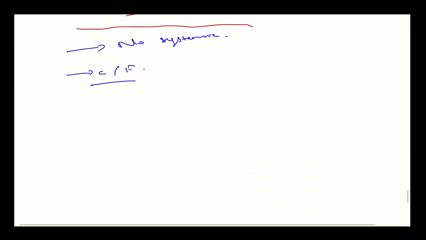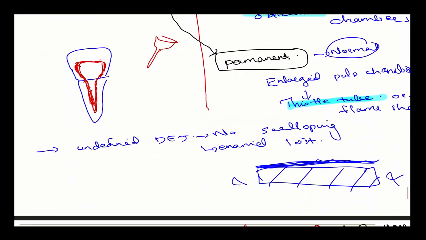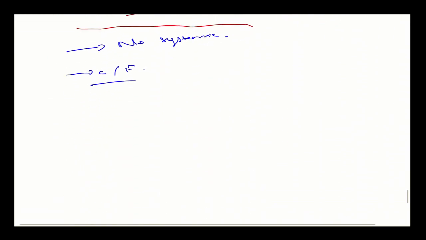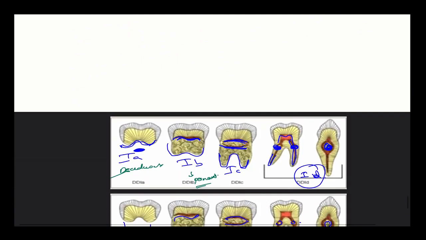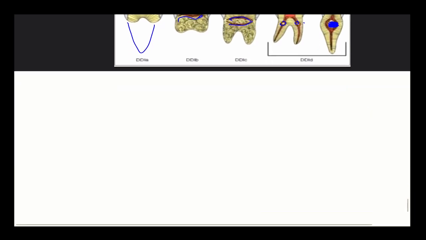Now, to differentiate the radiographic features of dentine dysplasia type 2, in primary teeth you can see obliteration of pulp chambers, and in permanent teeth it is thistle tube or flame shaped. Whereas in dentine dysplasia type 1, the most important feature is the pulp stones.